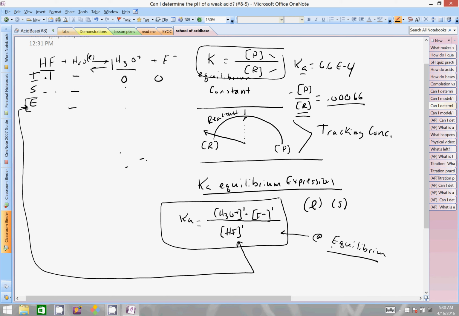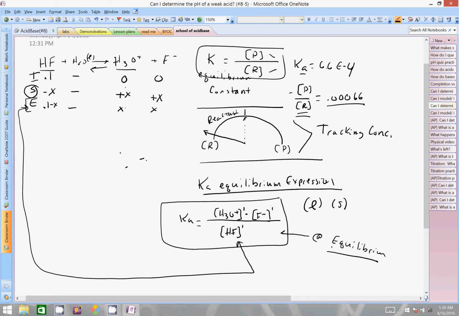Minus, now I don't know how much I'm going to lose, but I'm going to lose some of this. But I do know, stoichiometric ratio-wise, whatever I lose of X, I will gain of H2O plus ions, and I will gain of the F negative. I have to lose that because it's a 1 to 1 to 1 to 1 ratio. If there was some 2 or something there, I would have to have 2X. And then I do know that 0.1 minus X is what I would have at the end. And I do know that I would gain X and X.